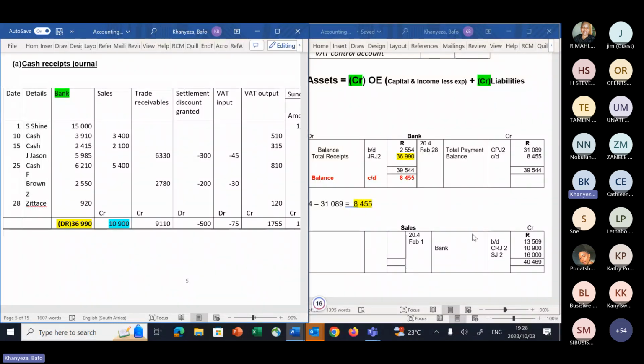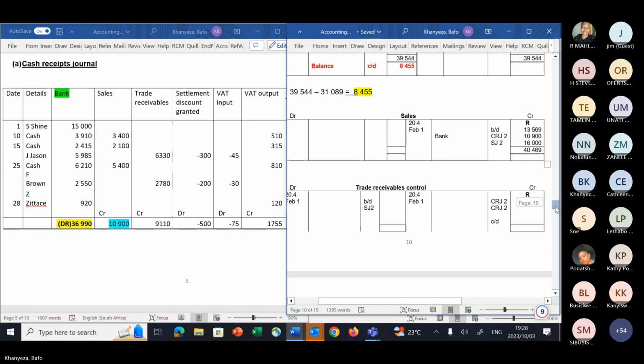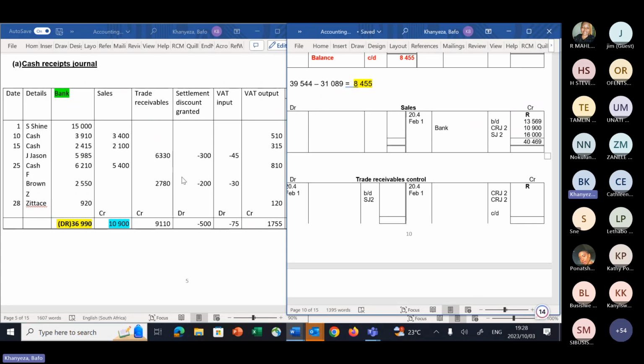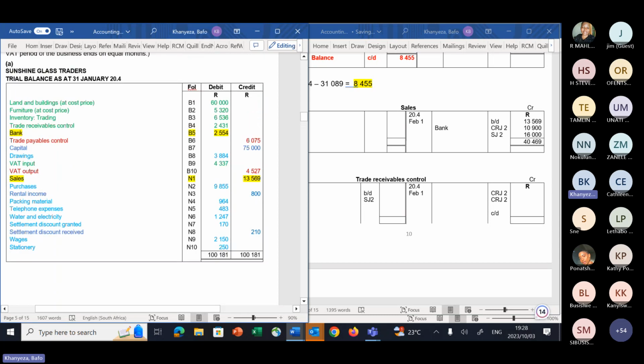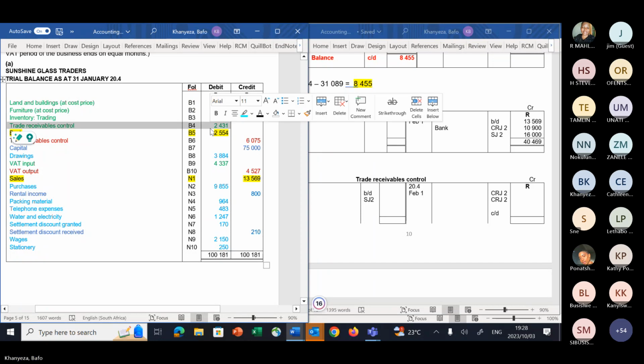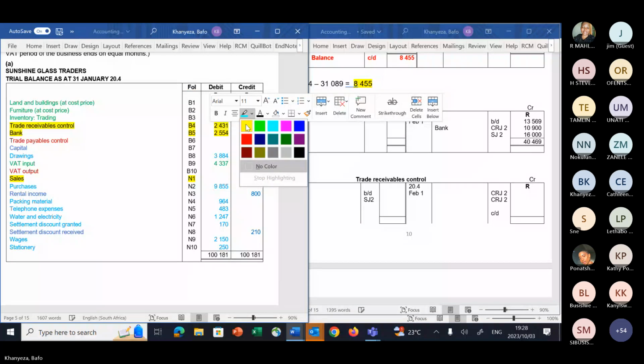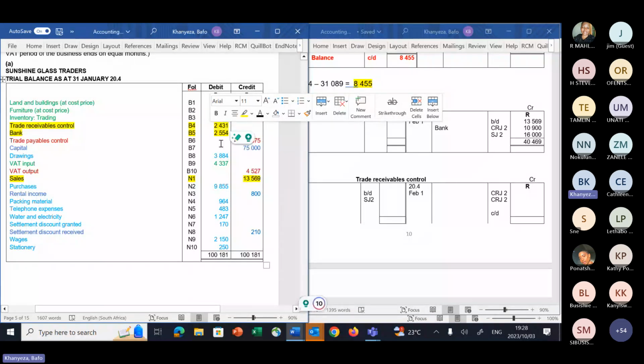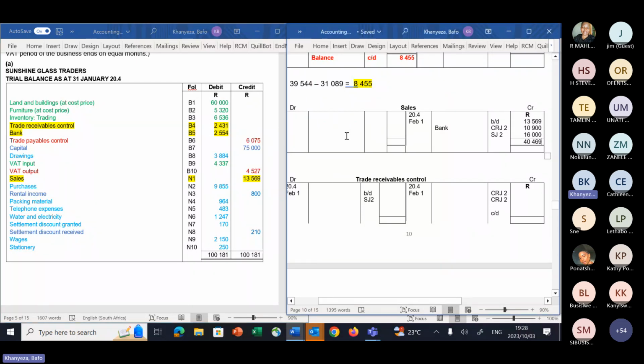Then now we follow the next account here that you post. It's trade receivables. Trade receivables start with the opening balance. I hope starting with the opening balance is what will make you understand easily. So the opening balance is 2,431. It's on the debit side.